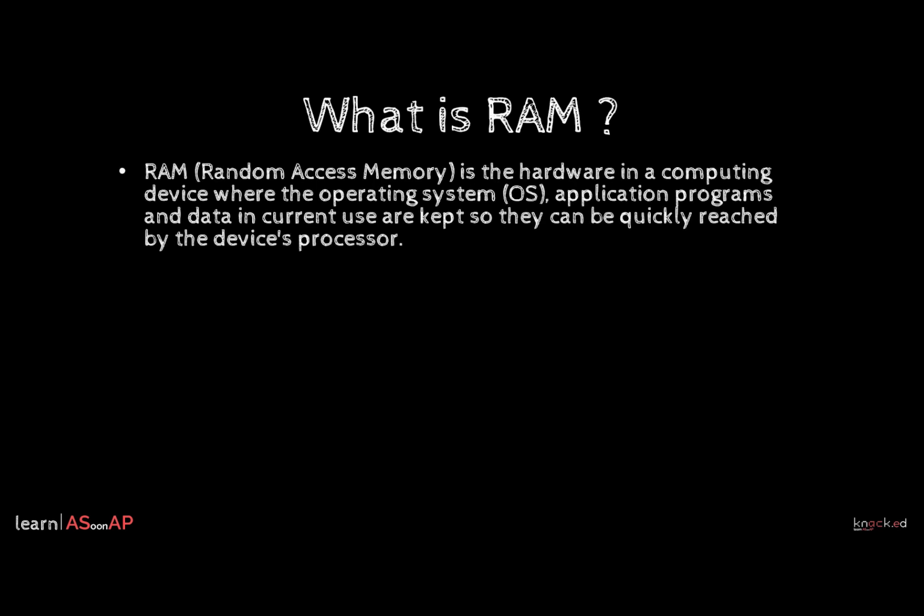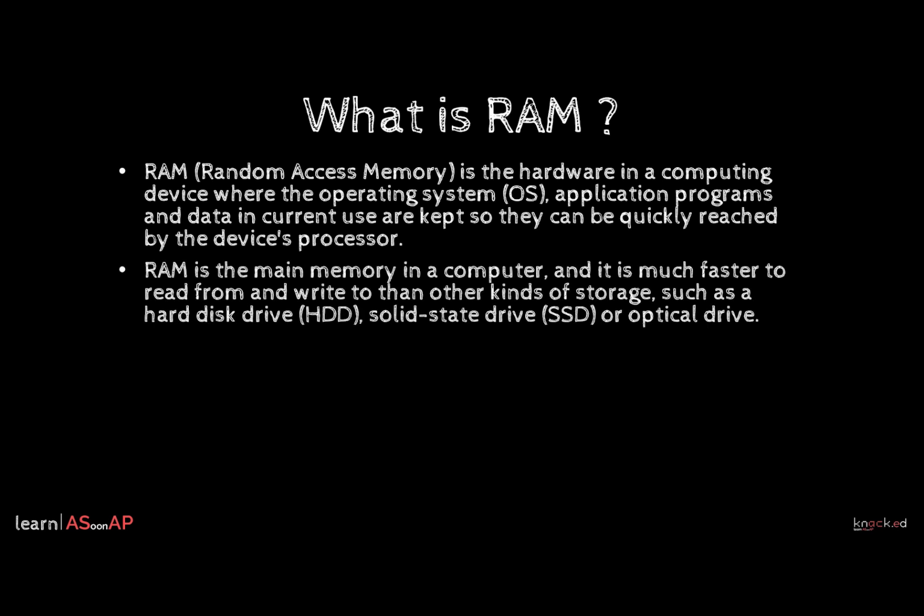What is RAM? The definition of RAM is the hardware in a computing device where the operating system, application programs and data in current use are kept so they can be quickly reached by the device's processor. RAM is much faster to read and write than other kinds of storage because it has a very fast connection to the computer CPU, that is the brain that does most of the work.